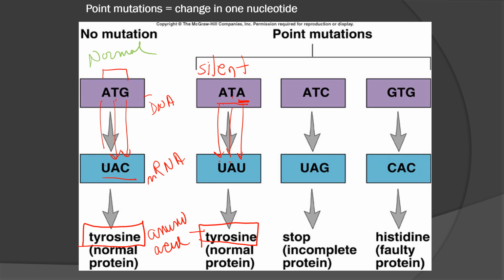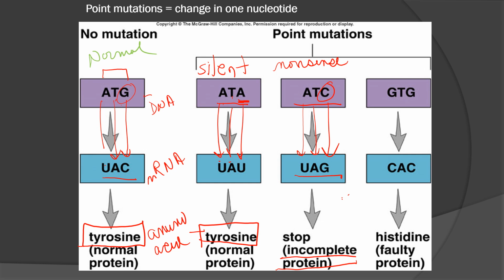Now, instead of changing to ATA, we change to ATC. So the G has now been changed to a C through a mutation. When you transcribe that, we get UAG, and UAG is one of the stop codons. So instead of putting the amino acid tyrosine in when you're making the protein, you're going to stop making it when you hit this mutation. And so you're not going to get your whole protein made. That's called a nonsense mutation, because the protein that's made doesn't make sense.